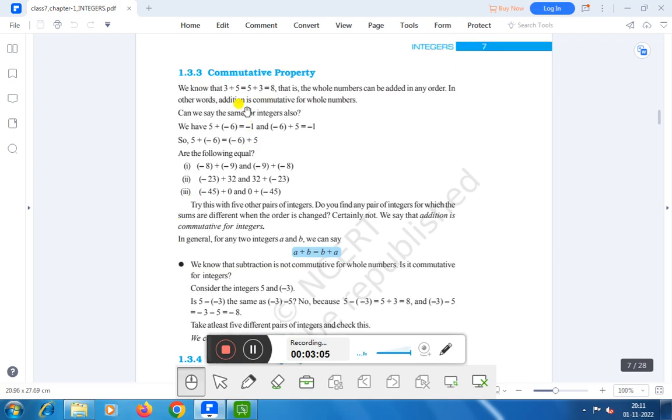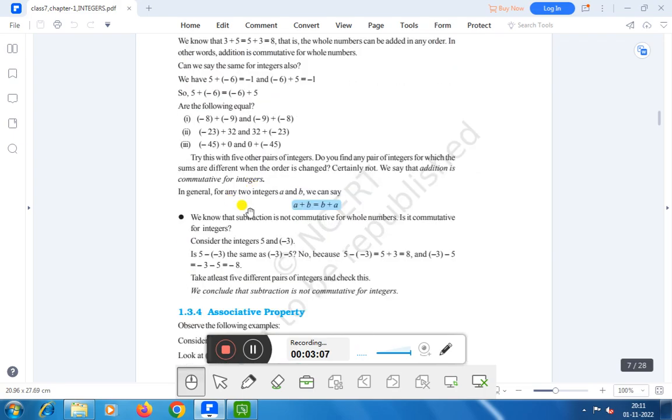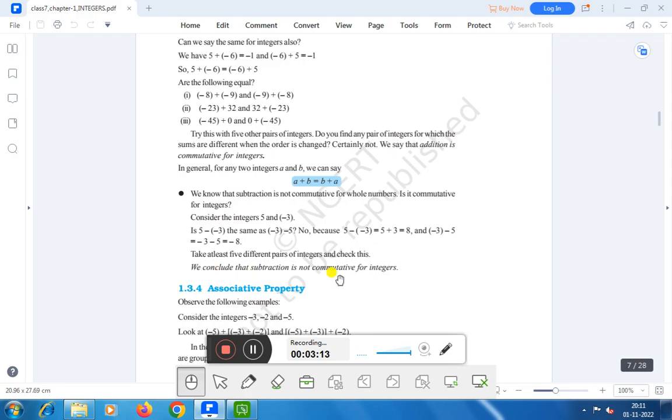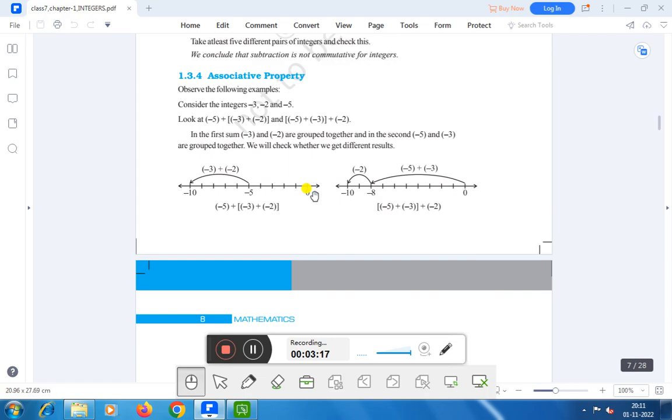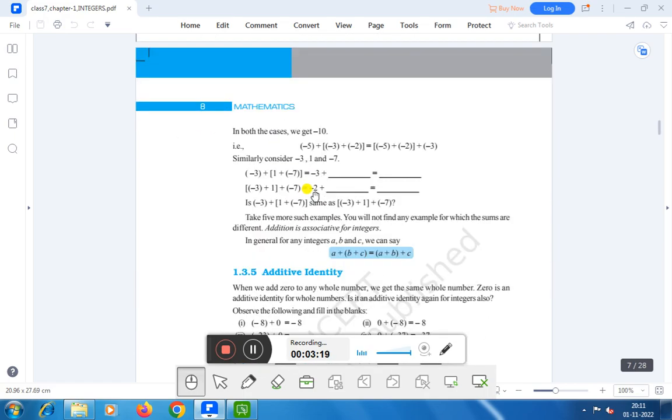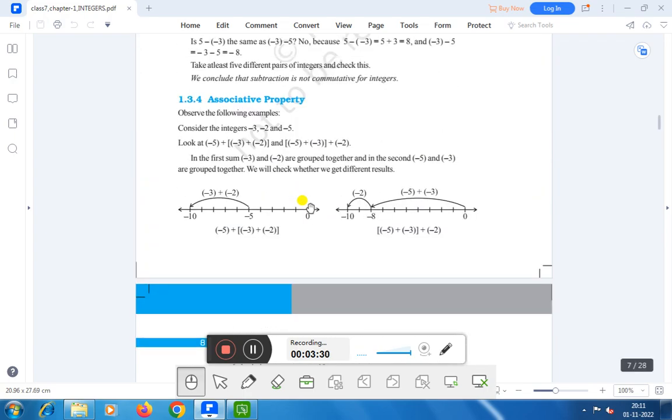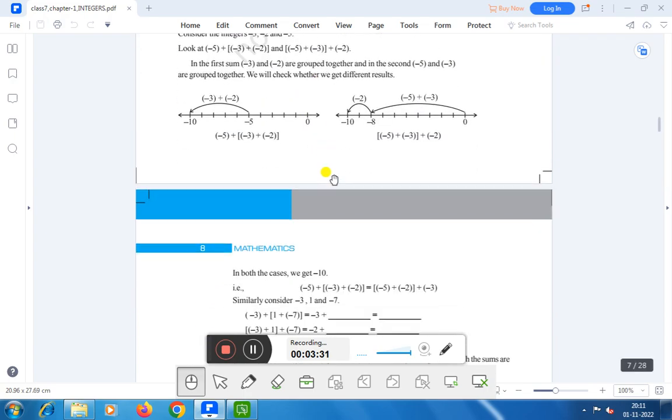Commutative property, you have to remember that addition is commutative, that is, if we take two integers a and b, a plus b is equal to b plus a, but subtraction is not commutative for integers. Associative property. Associative property means in general for any integers a, b and c, we can say a plus (b plus c) is equal to (a plus b) plus c. That is known as the associative property, right?